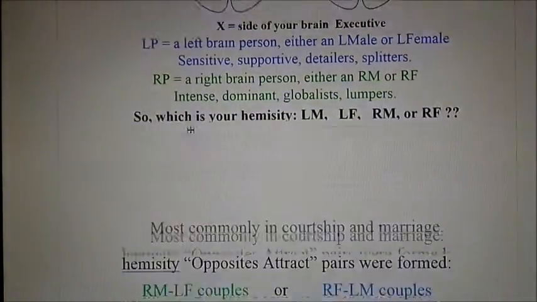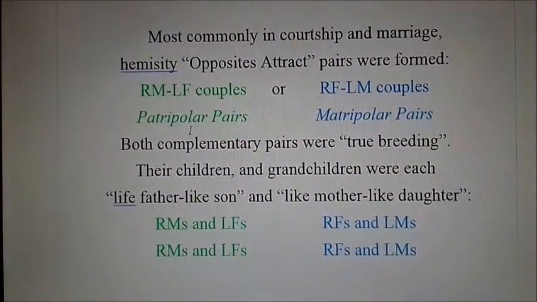In courtship and marriage, it has most commonly been found that Hemisity opposites attract. This leads to the formation of complementary couples. They can either be right male left female patripolar pairs, or they can be right female left male matripolar pairs. Both of these complementary couples were true breeding. That is, the children and grandchildren of each were like father like son and like mother like daughter. The patripolar couples repeatedly produced RM and LF children and grandchildren, while matripolar children and grandchildren were RF and LM.